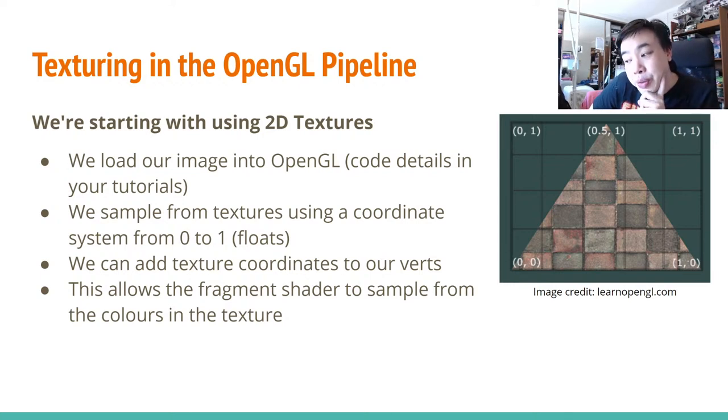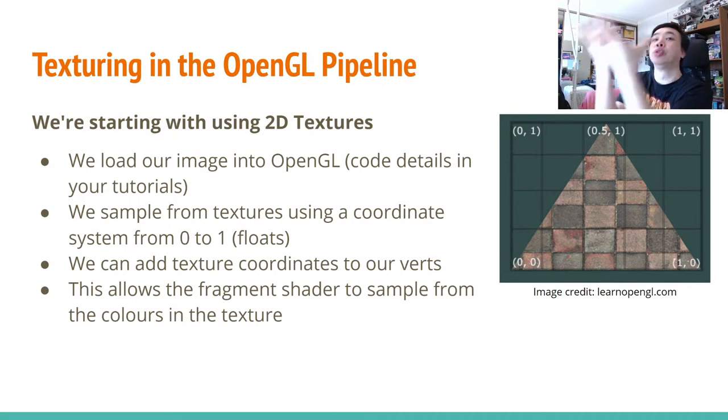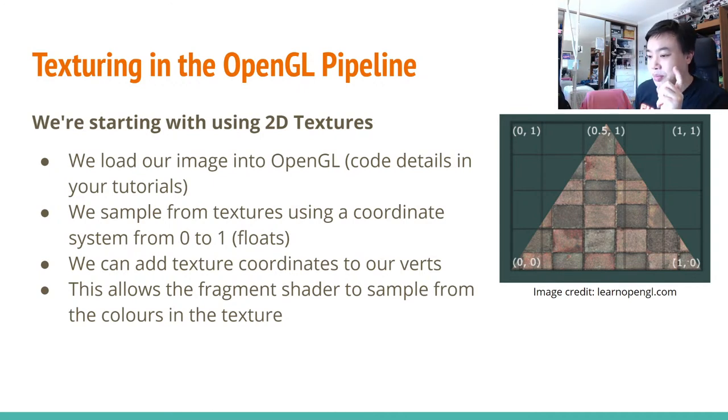In textures, we actually call them texels, not pixels, because they're not the same. A pixel is something that appears on your screen. A texel is actually a color that we're going to pull color information from. So I'm going to start calling them texels, not pixels. But we're going to load our image into OpenGL. Code details will be in the tutorials. I'm not going to go through the code for this particular thing, especially because it's quite repetitive of the way that we would set up other buffers in our graphics card.